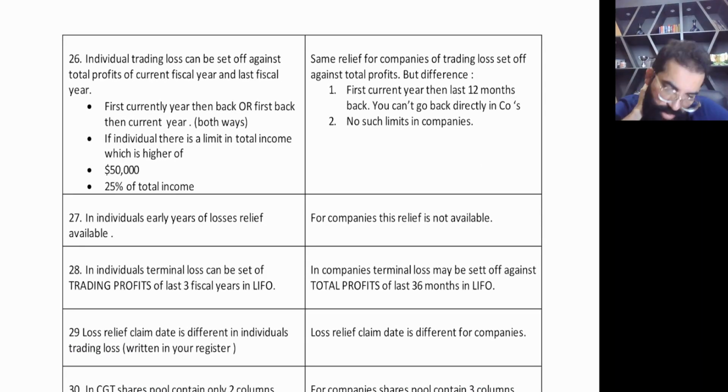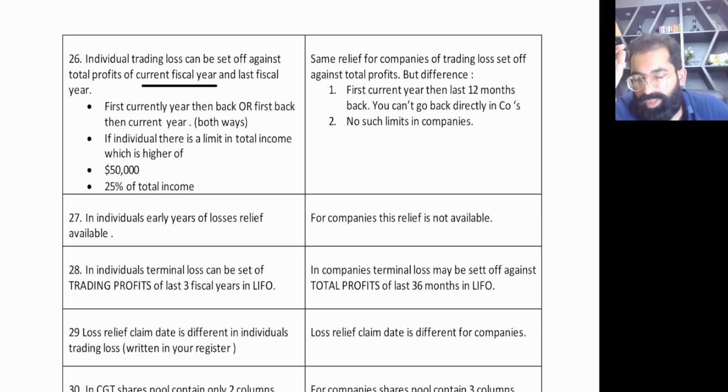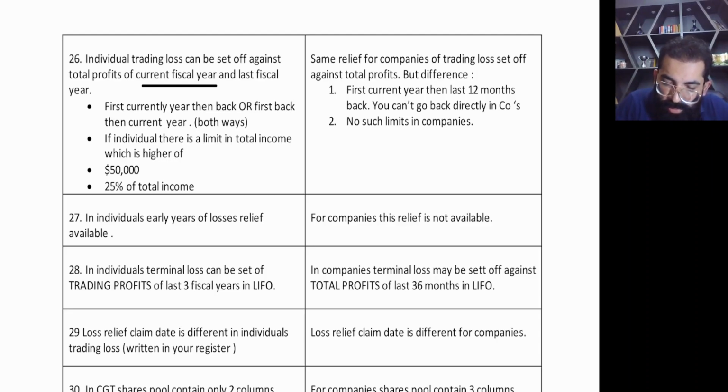Then for individuals, trading loss can be set off against total profit of the current fiscal year and last fiscal year. First current year then back, or first back? Yes, both ways are possible. In individuals, the trading loss can directly kill your current year total income and then carry it back, or first carry it back and then current. And yes, in individuals there is a restriction for individual trading loss. Remember, the higher of 50,000 and 25% of total income, right?